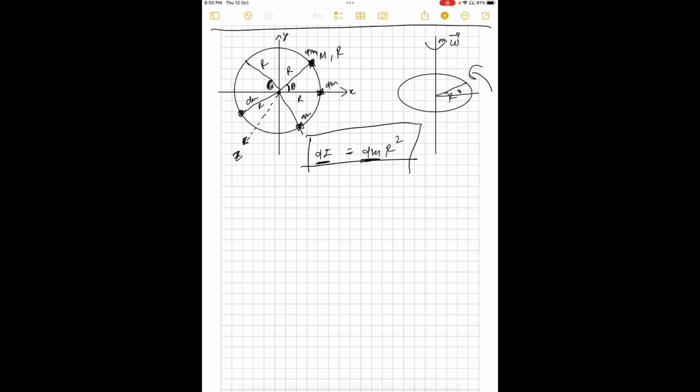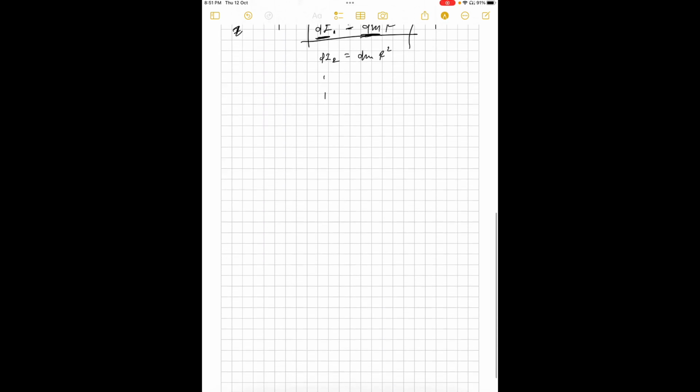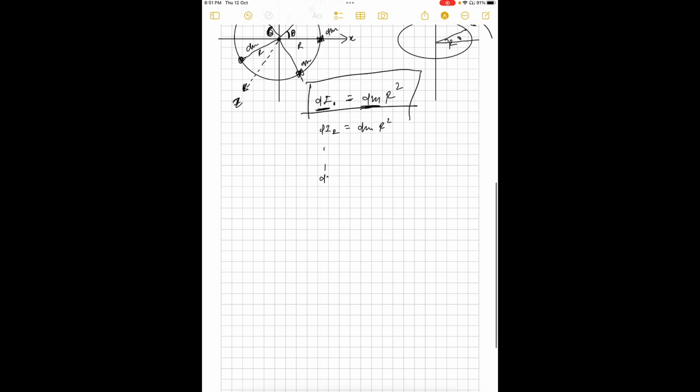It is also at r distance. Okay, so r is not changing for all of these masses. So I can write again: this is dI1, dI2, dm r square, and all the way up to my last. So this way I have calculated all the moments of inertia.